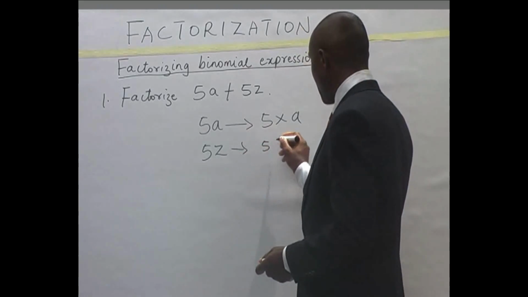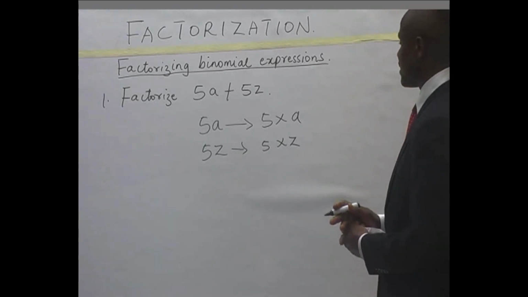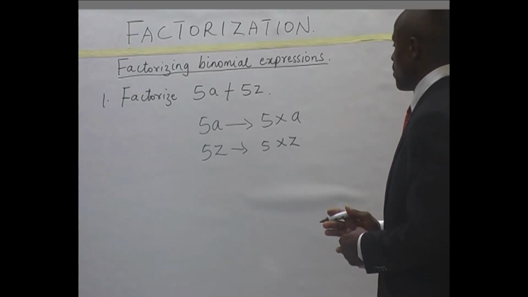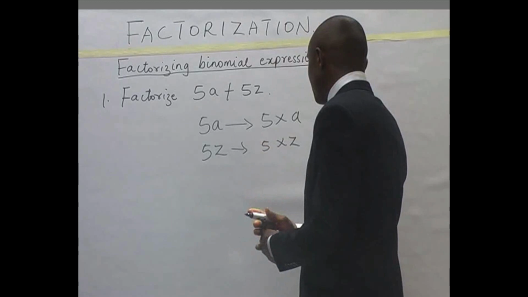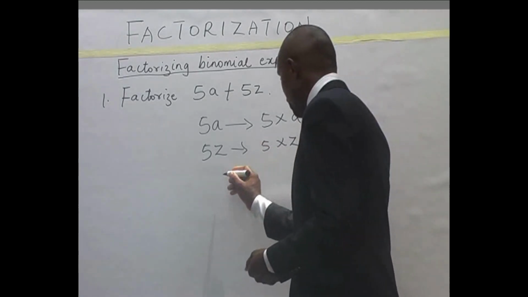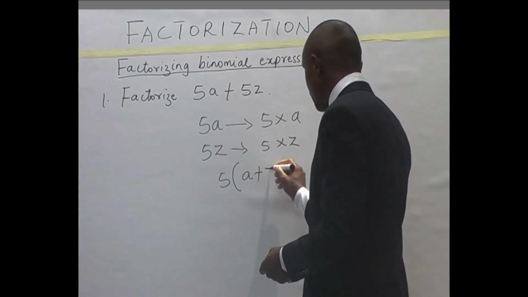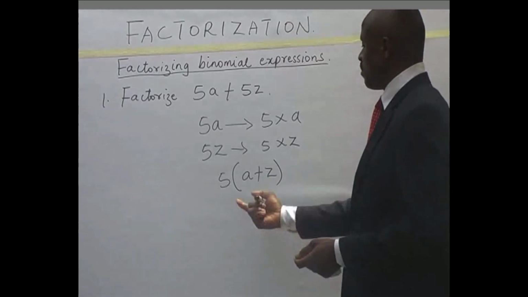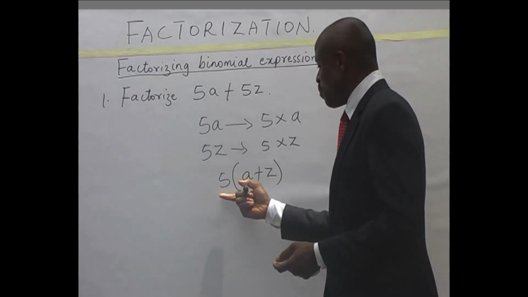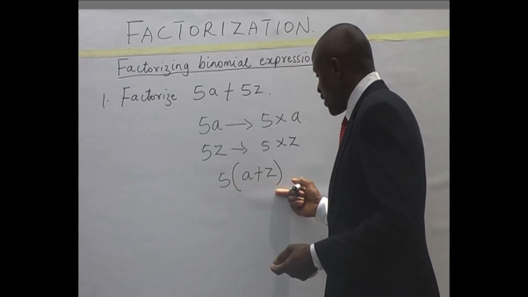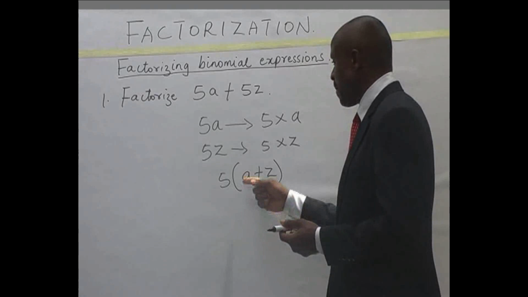5z is the same thing as 5 times z. Then if you want to write them as a factor, the product of their factors, look at what I'm going to do. You have 5 being common in both of them. Bring out the 5 and put a bracket. Write a plus z. 5 into a plus z is the product expression of the factors of 5a plus 5z.